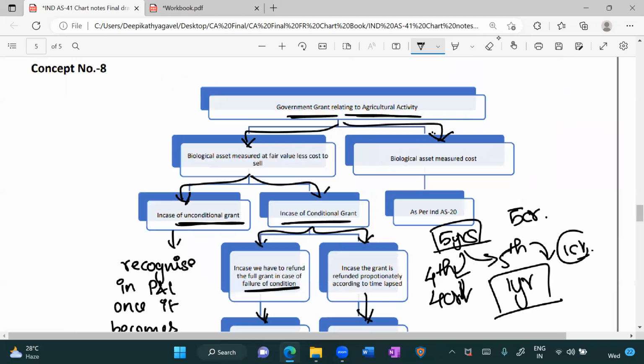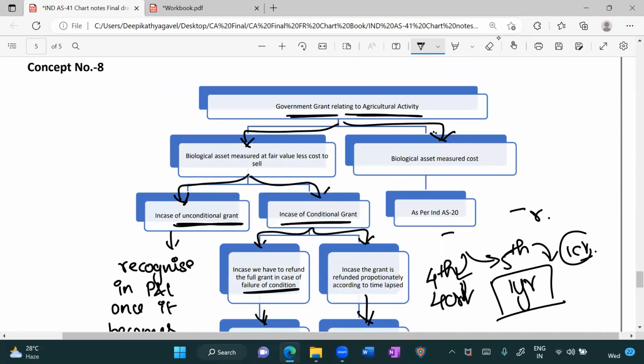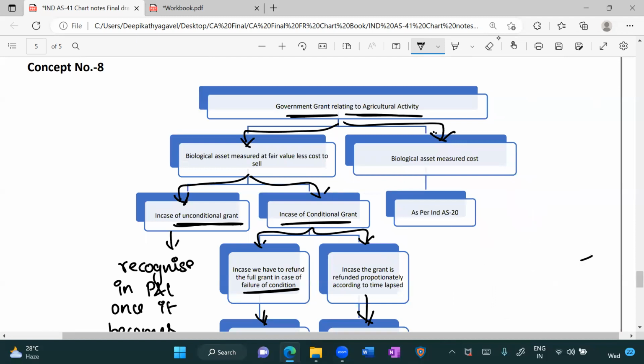And in case your biological asset was measured at cost, then what will happen? IND AS 20 will apply. This entire concept will only apply if your biological asset was measured at fair value less cost to sell. Only then will you see whether it was conditional or unconditional. If it is unconditional, you will recognize it in the P&L when it becomes receivable. If it is conditional, you will check whether the refund in case of breach is full or proportional.